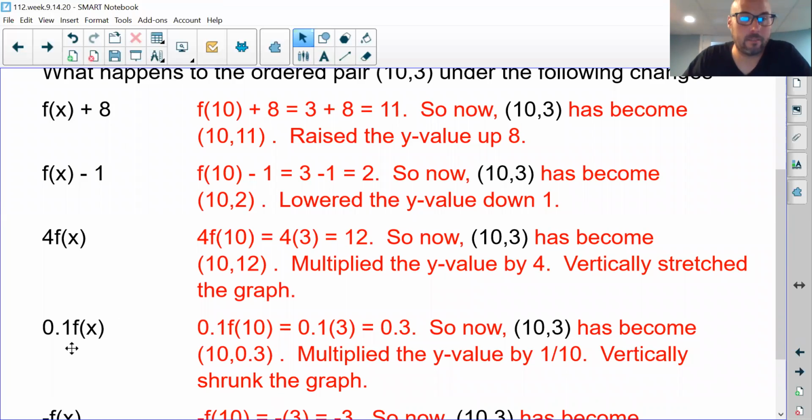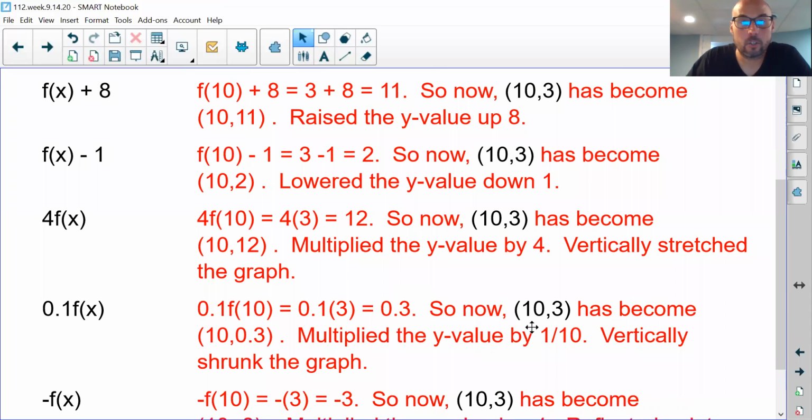0.1 times f of x. Again, 0.1 times f of 10, which is 0.1 times 3, which results in 0.3. So 10 comma 3 became 10, 0.3. All the y values got smaller. They got multiplied by 1/10. So that's a vertical shrink.